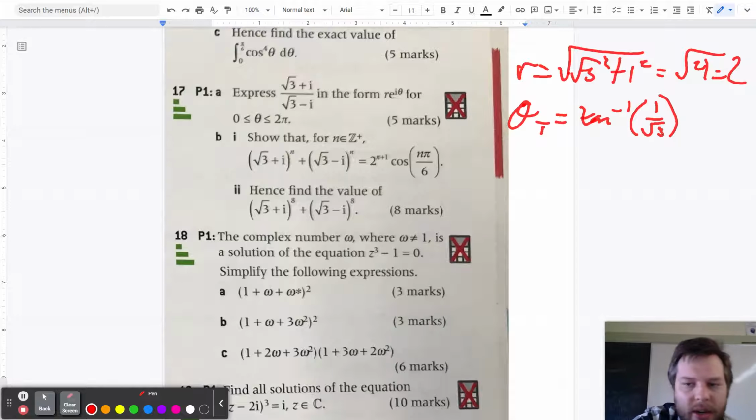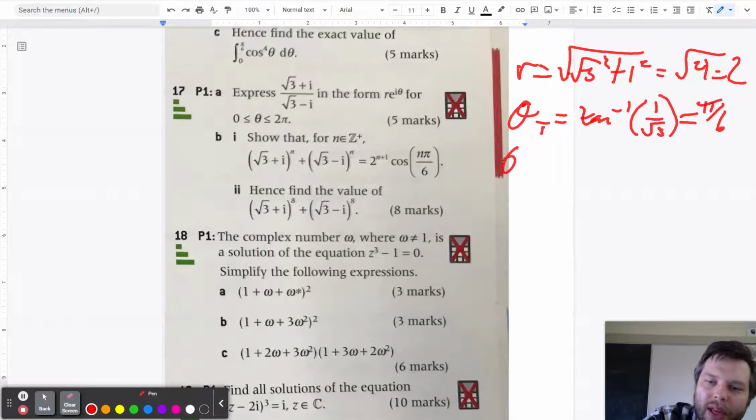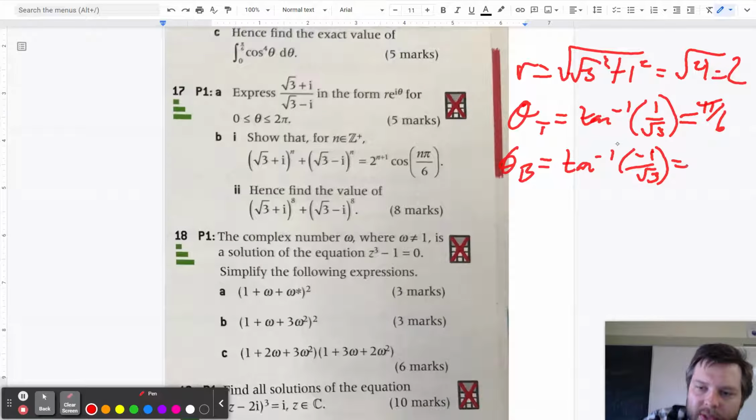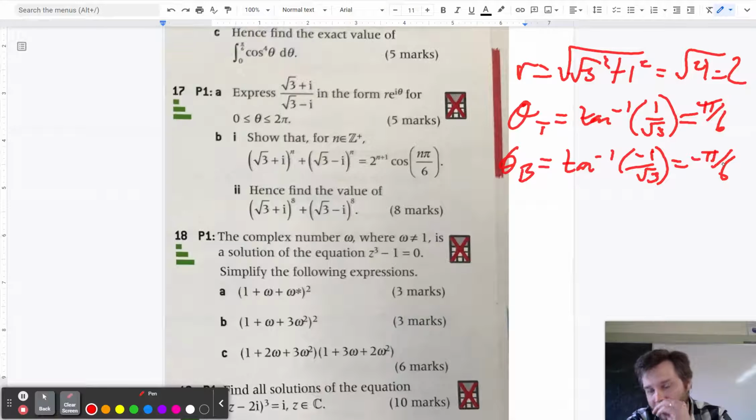And so arctan just tells you exactly what you need. I guess we're in a no calculator problem. So we need to think about where the y value is less than the x value, and that happens at pi over 6. Theta for the bottom, theta b, is going to be the arctan of negative 1 over root 3, and that's in quadrant 4. And so we would have negative pi over 6, or we could just write, I guess, 11 pi over 6.